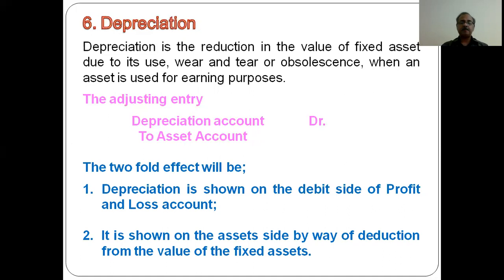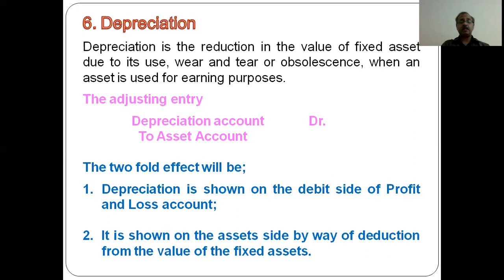From the respective fixed assets, the depreciation will be deducted. And the net figure after depreciation, we used to show on the outer column of the balance sheet, on the asset side of the balance sheet. So the twofold effect: it is an expense or loss, so depreciation will be showing on the debit side of the P&L account.